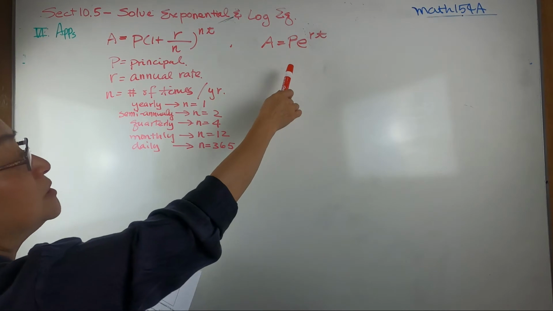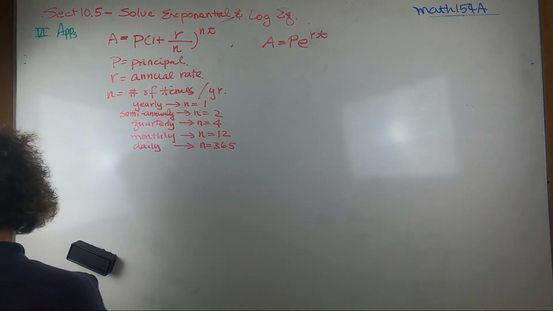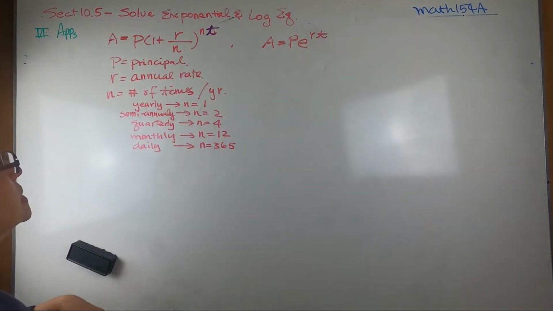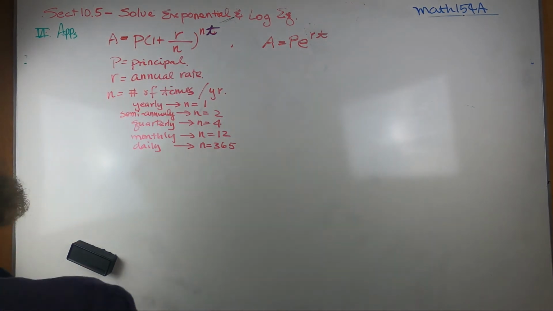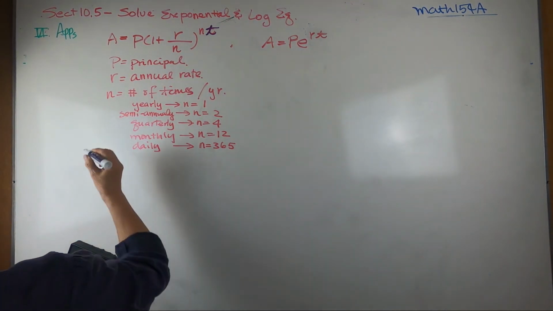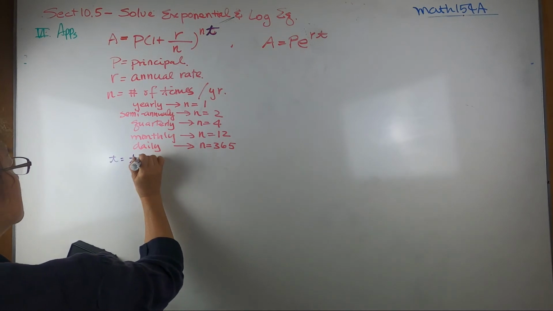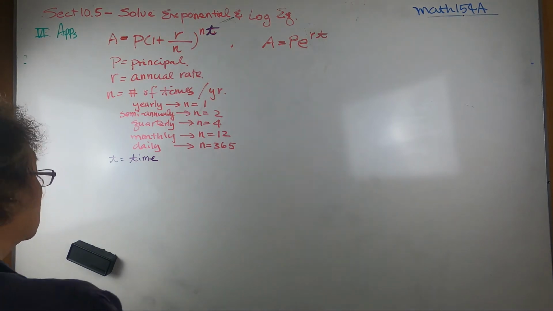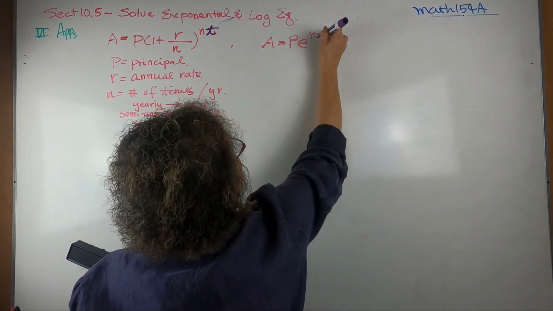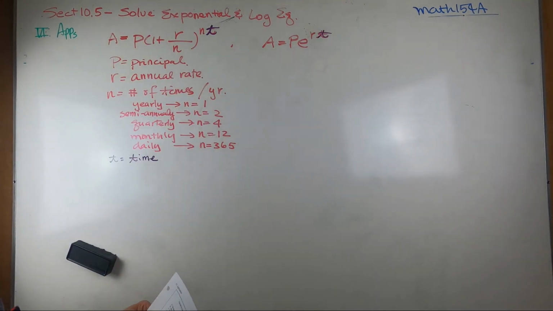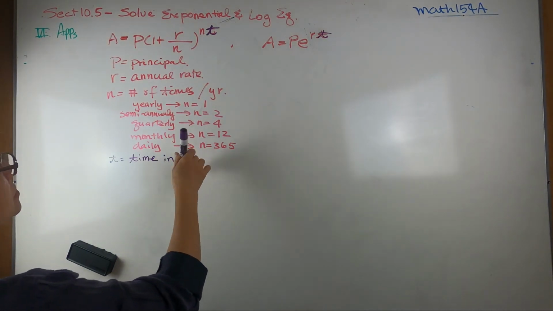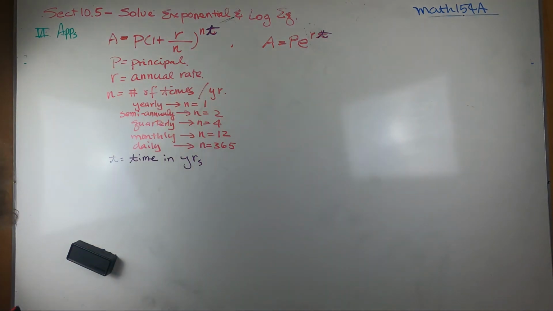Then take a look at this formula. Which one is your variable? T is your variable. Depending on what is given, T is what? It's the time, the duration of the time, right? So T is your variable. What's T's position? T is time in years, because we are talking about the annual rate per year.